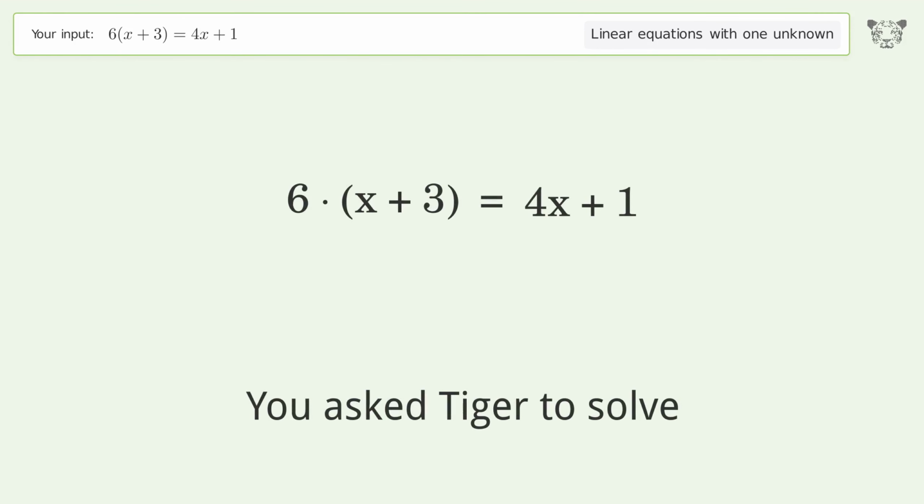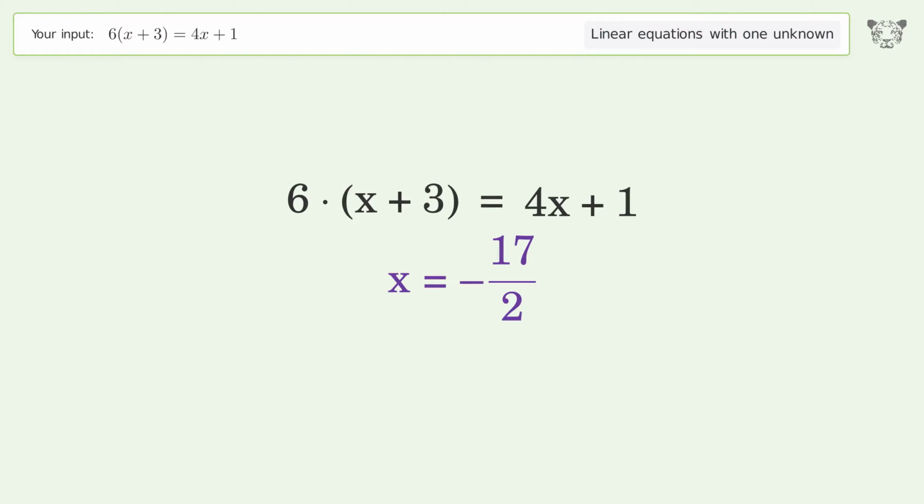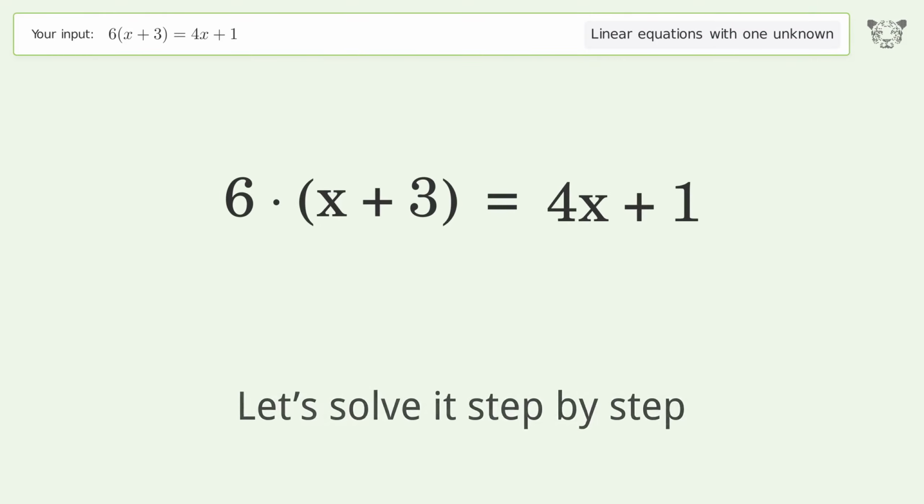You ask Tiger to solve this. This deals with linear equations with one unknown. The final result is x equals -17/2. Let's solve it step by step.